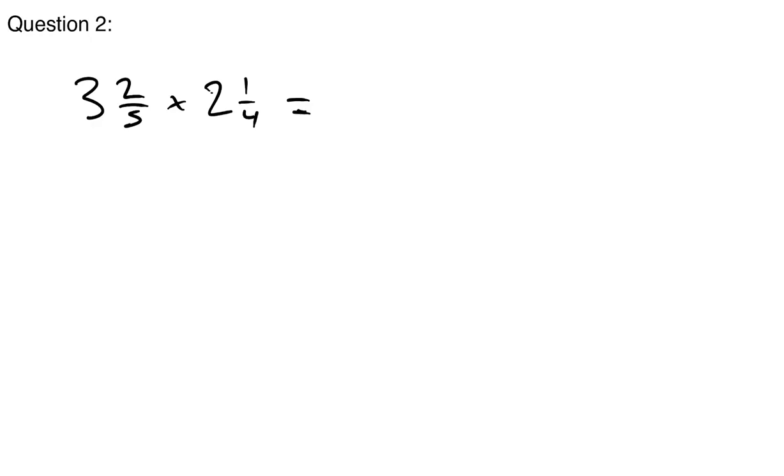So for the first one, 5 times 3 is equal to 15, plus 2 is equal to 17 over 5, as the denominator stays the same. And then for the second mixed number, 2 times 4 is equal to 8, plus 1 is equal to 9 over 4, as the denominator stays the same. And now we can simply multiply across the numerators and the denominators.